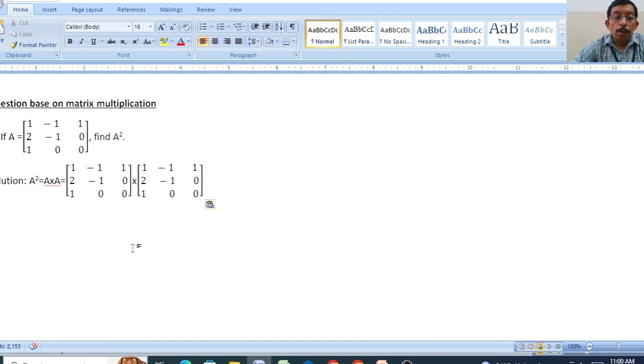The procedure for finding the multiplication of two matrices was already discussed in the previous lecture. The main condition is that the number of columns of the first matrix must be equal to the number of rows of the second matrix. Here both are the same matrix A. The number of columns in the first matrix is 3, and the number of rows in the second matrix is also 3. They are equal, so the multiplication is possible.